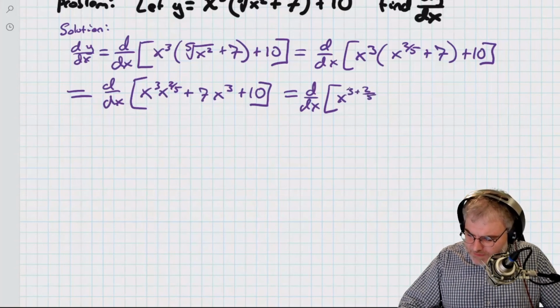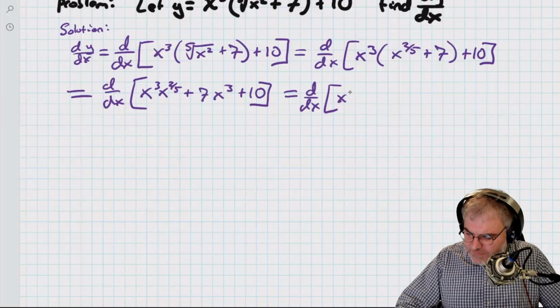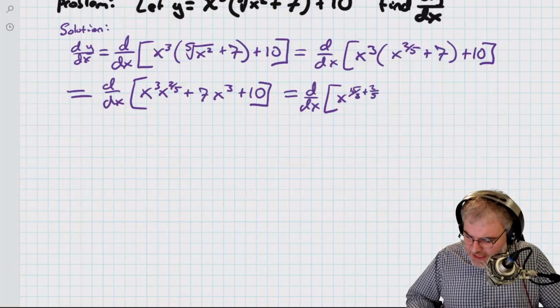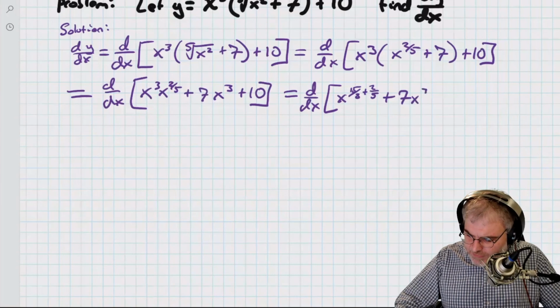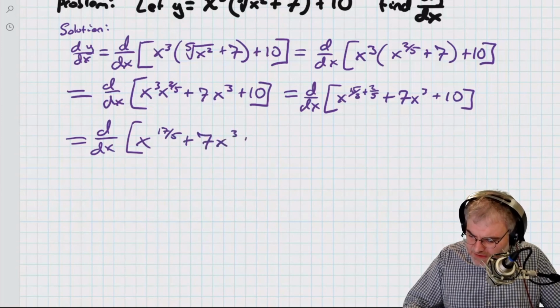Let's see. This common denominator is going to be the 15th, isn't it? No, it's going to be 5, obviously. So this is going to be 15 over 5 plus 2 over 5. I know I kind of just did that. Plus 7 x cubed plus 10. Still doing all algebra. Equals d over dx, x to the 17 over 5 plus 7x cubed plus 10.